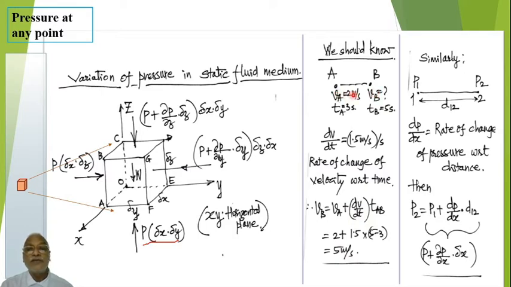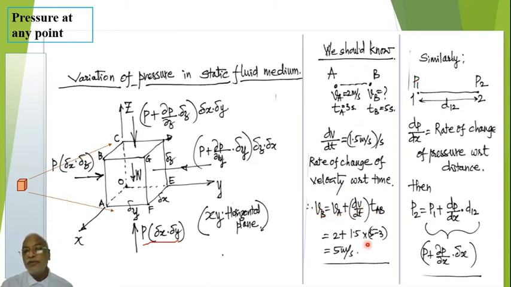You have started with a velocity of 2. The rate of change is 1.5 for 2 seconds, so it will be 2 plus 1.5 times 2, which is 5. So the final velocity at point B is this. I want to bring your notice to this: if I want some value at some other point, I should know the rate of change.